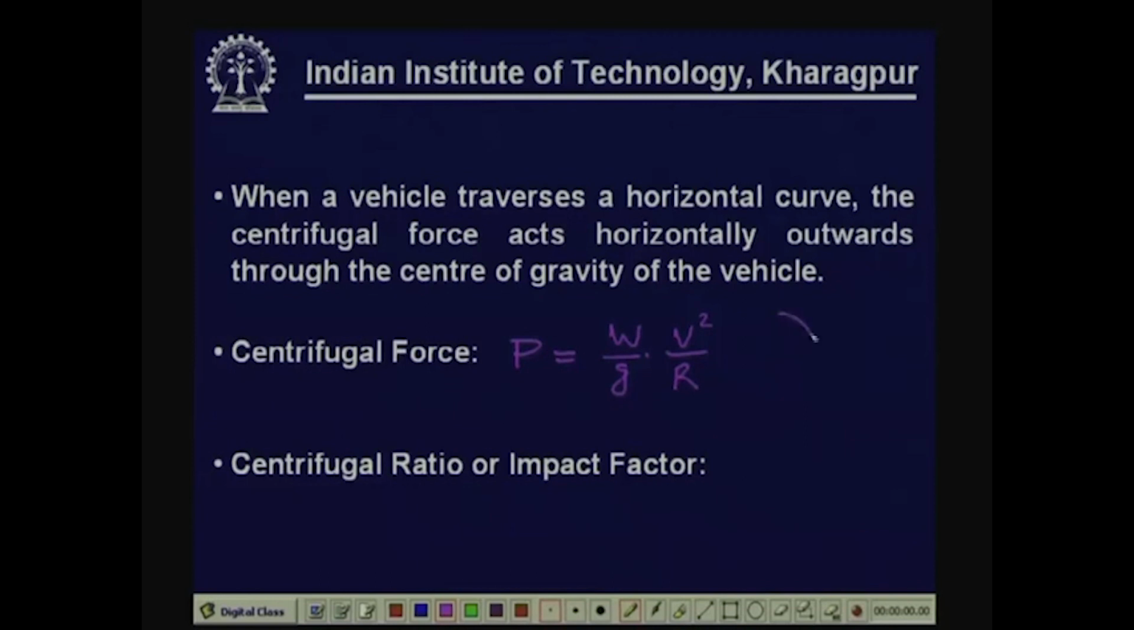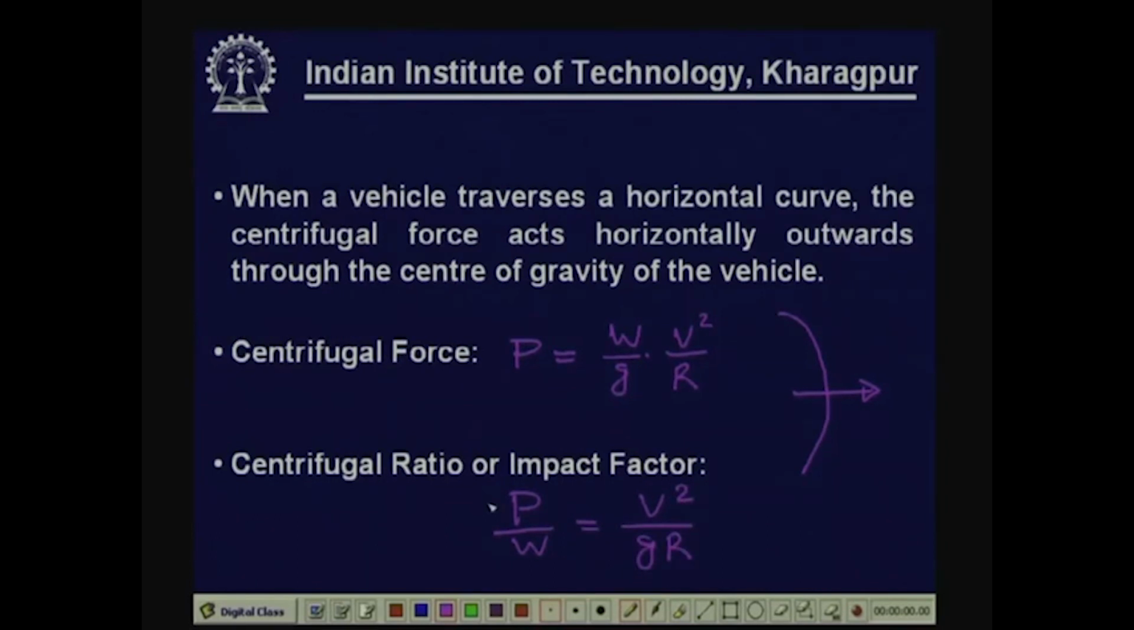So, if a vehicle is negotiating this horizontal curve, this force is acting in the outward direction. W is the weight of the vehicle, g is acceleration due to gravity, v is the speed of the vehicle and r is the radius. Now, you can see from this equation, P by W equals v square by g r.